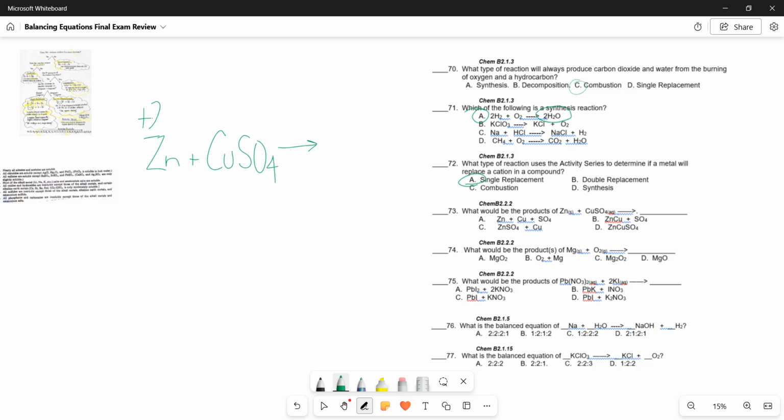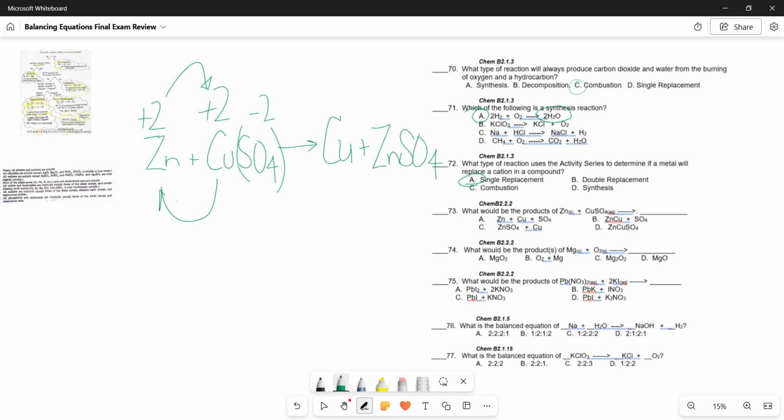So zinc forms a +2 charge. Copper in this case is paired with the sulfate. Sulfate is this polyatomic ion here. It's a -2, so this is copper 2. Like replaces like, so zinc wants to replace the copper. And we looked at that activity series, and indeed, zinc is more reactive than copper, so this will happen. And so copper is going to be by itself as a metal, and zinc will pair with the sulfate.